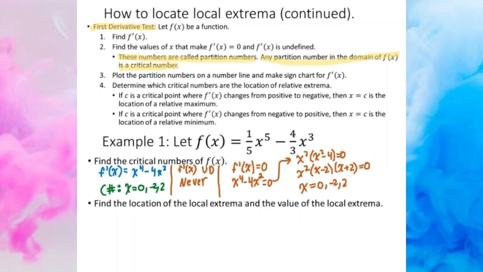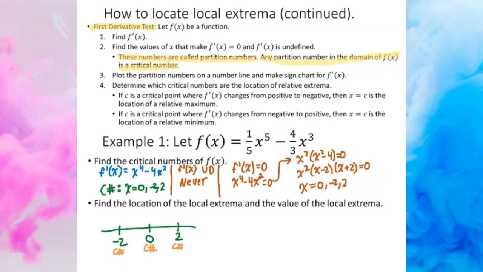Now that we know what our critical numbers are, we can now proceed to try to determine which of those are local extrema. In step 3, we're going to plot all the partition numbers we found in step 2 on a number line. One thing to be careful of is it's not just the critical numbers that need to be plotted. It does have to be all of the partition numbers, whether they're critical numbers or not. However, I would suggest marking the critical numbers. So I'll label them as critical numbers because the critical numbers do have the potential to be the local extrema.